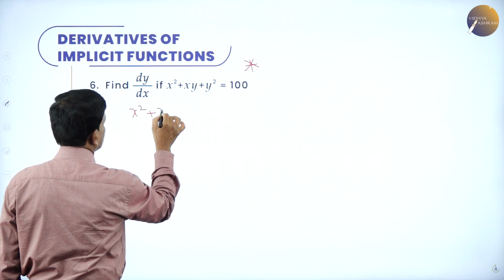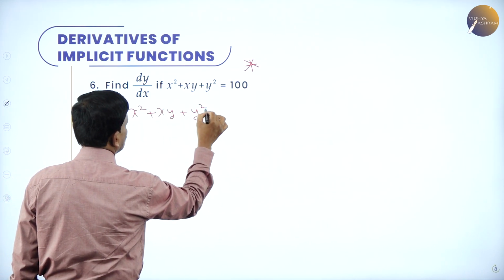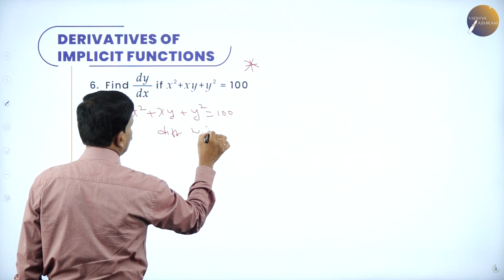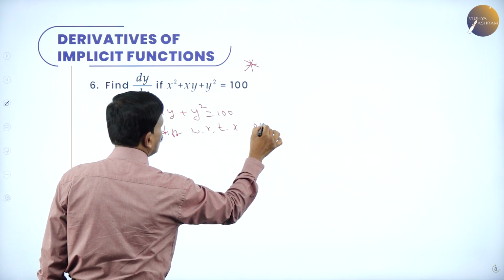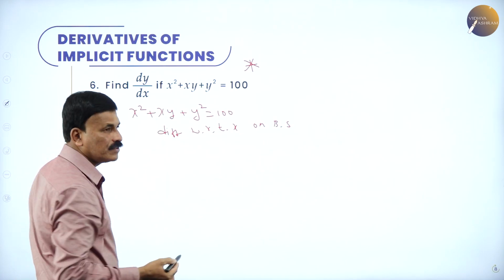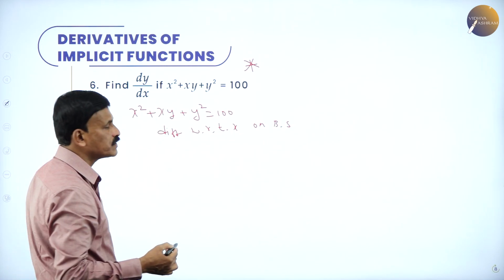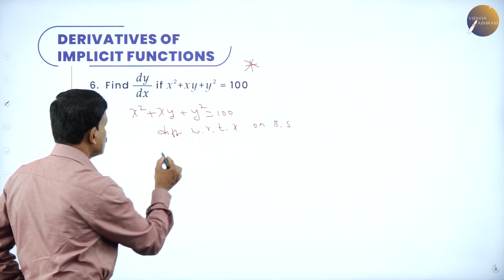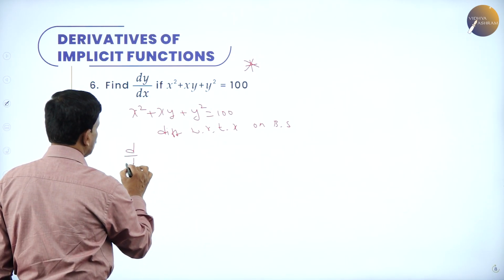x square plus xy plus y square is equal to 100. Now differentiating with respect to x on both sides. What is given? x square plus xy plus y square is equal to 100. Differentiating with respect to x on both sides, term by term. I'll put full steps.